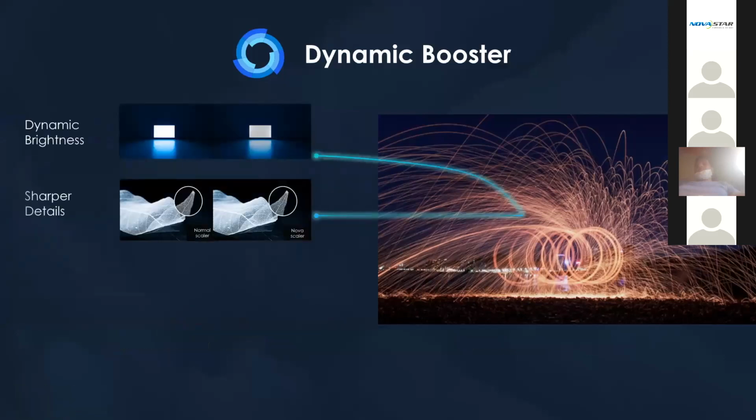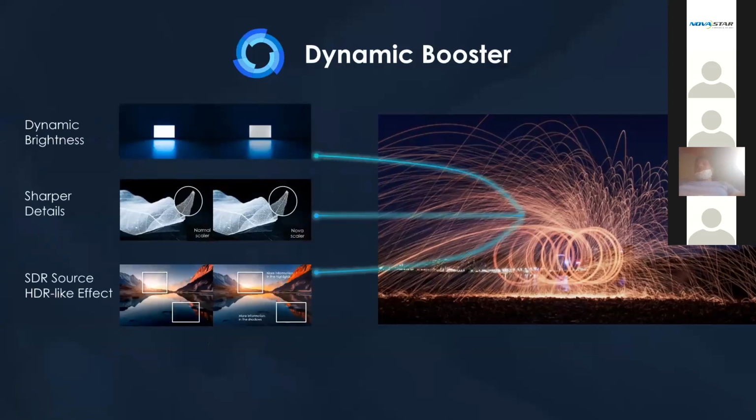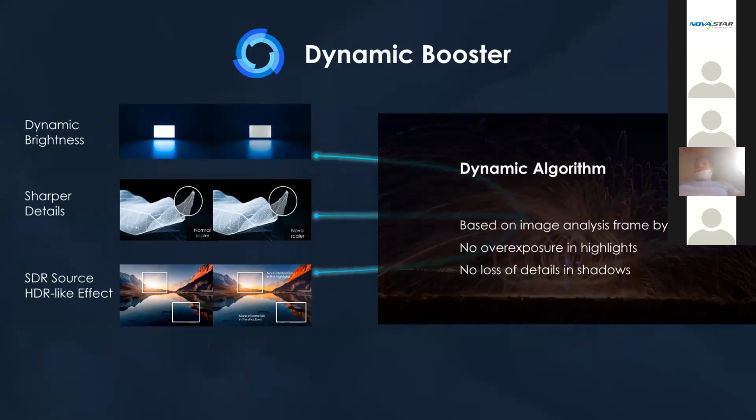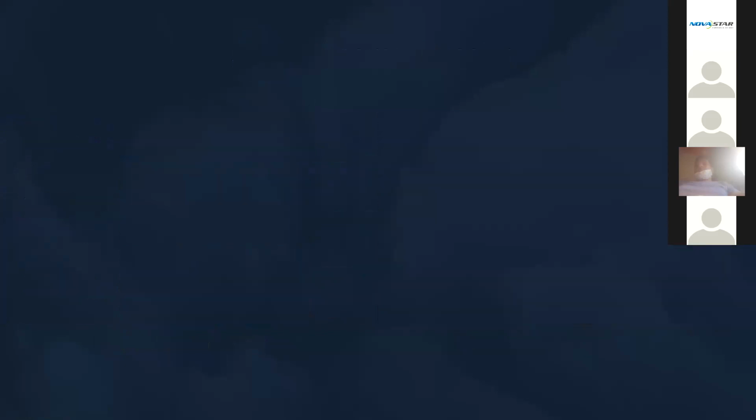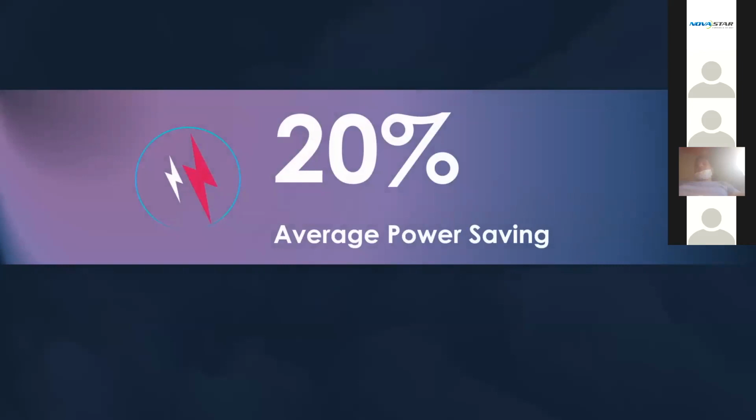With dynamic booster, the brightness and details can be adjusted to the ideal level. This way, even SDR source can present HDR-like effect. All of these changes are realized through our dynamic algorithm, which is based on image analysis frame by frame. So there is no overexposure in highlights and no loss of details in shadows. In addition to that, it can also help reduce the power consumption of LED displays by around 20%.